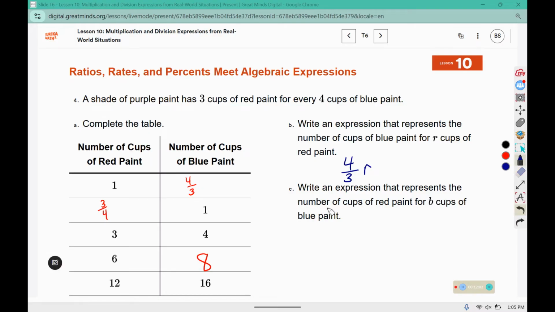Write an expression that represents the cups of red paint for B blue paint. Well, if we start with the blue paint, we would need to multiply by 3/4 to get the red paint. Because 1 times 3/4 is 3/4. 1 times 4/3 is 4/3.